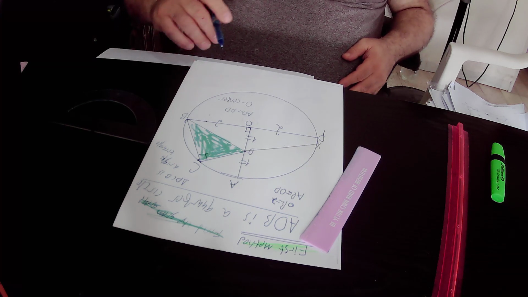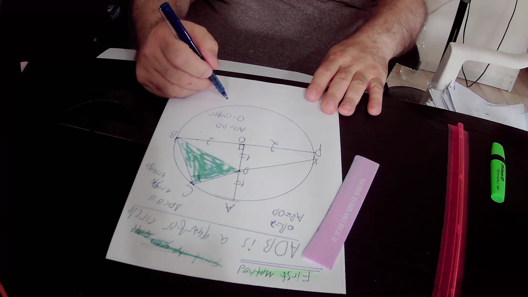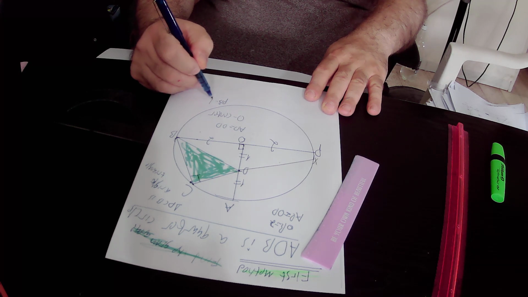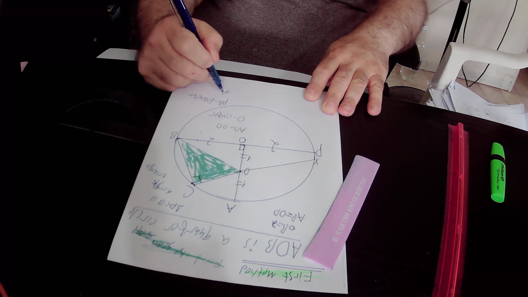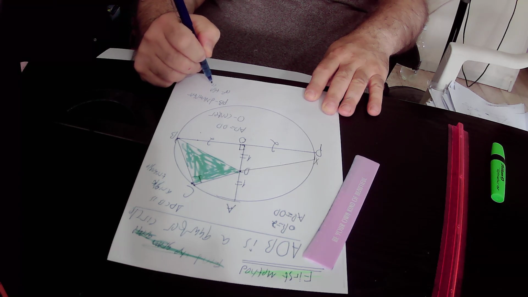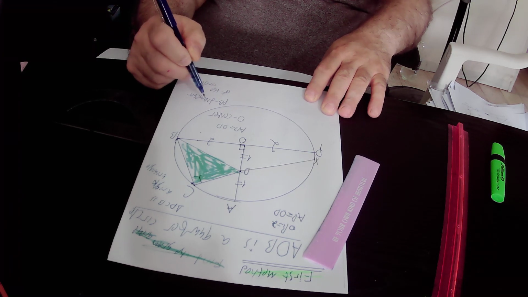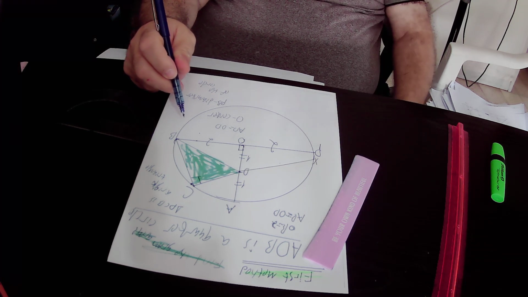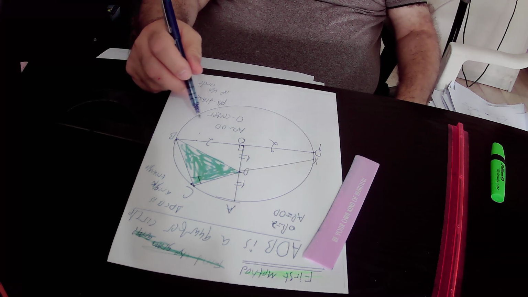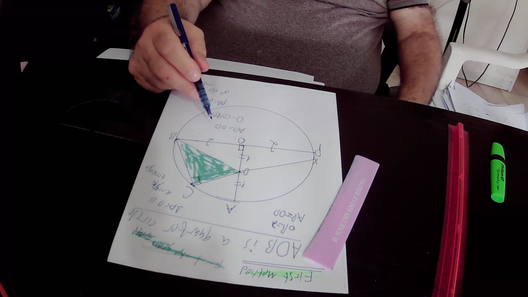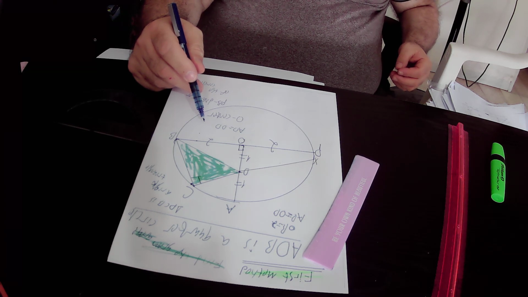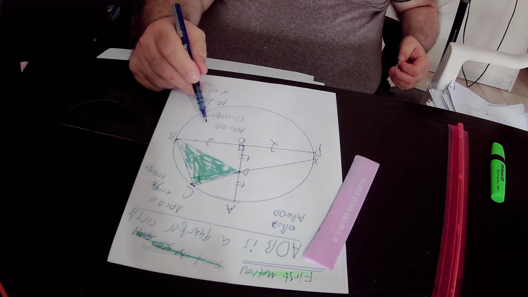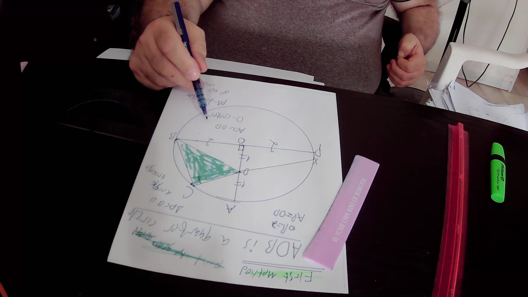Why is PB the diameter? You can write down that PB is the diameter of the circle. Why is PB the diameter of the circle? Because PB passes through point O, that is the center of the circle, and any chord that passes through the center of the circle must be the diameter of the circle. Therefore, PB is the diameter of the circle.